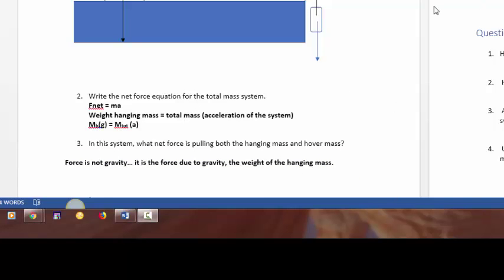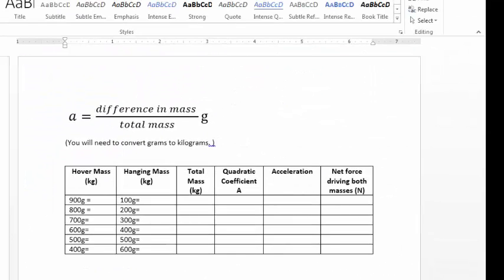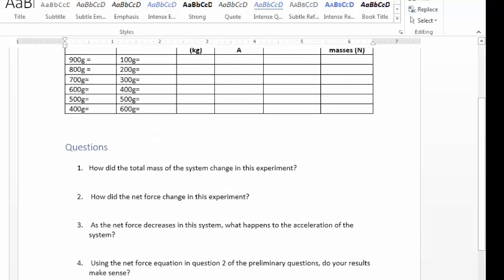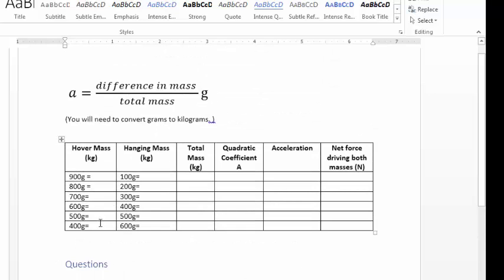The other part of this lab was that you have two different experiments. In the first experiment, you're going to change the mass of the hover mass and the hanging mass as indicated. In other words, you'll start out with 900 grams and 100 grams, and 800 and 200, but notice that the total mass is always staying the same. So what we're really looking at is the effect of the difference in mass on the acceleration of the system.